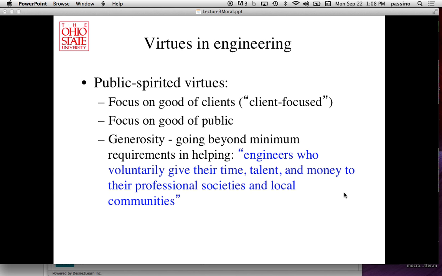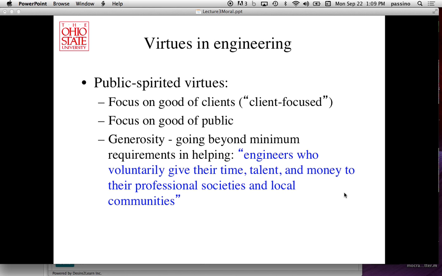Public-spirited virtues also include a focus on the good of the public, so you're consistently concerned about what's going to happen as a result of your products. Of course, when we say the public, that also includes the environment. And then there's this issue of generosity. That's sort of going beyond the minimum requirements and helping. So these are engineers who voluntarily give their time, talent, and money to the professional societies. That is like volunteering for the IEEE. I've done a lot of volunteer work with the IEEE myself.